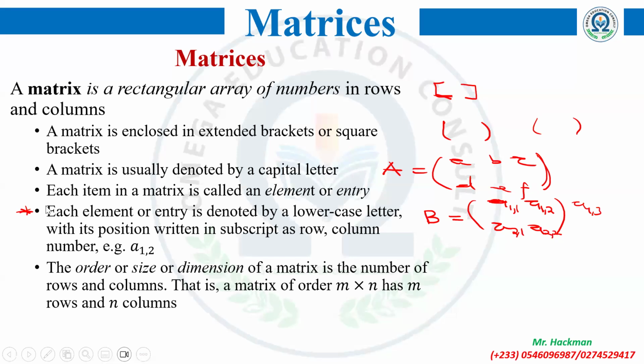extensively explained this particular point. So when you see it in textbooks, you should be able to appreciate that. Sometimes they don't even bring the comma. They will write 11, but you should know that the first number is for the row and the second number is for the column. That is the position of your entry or your element.